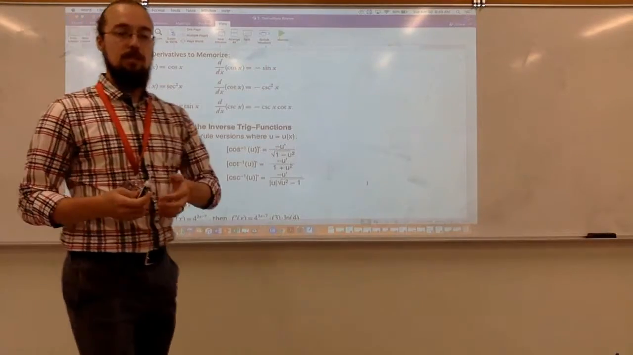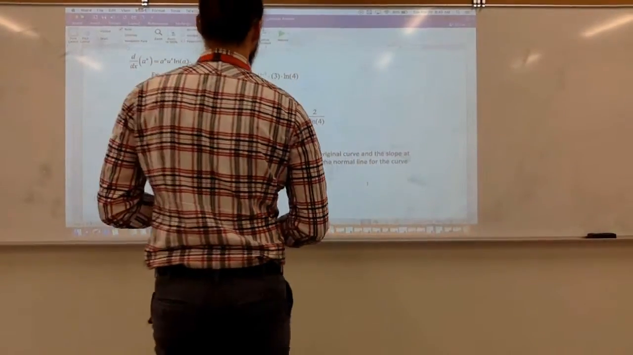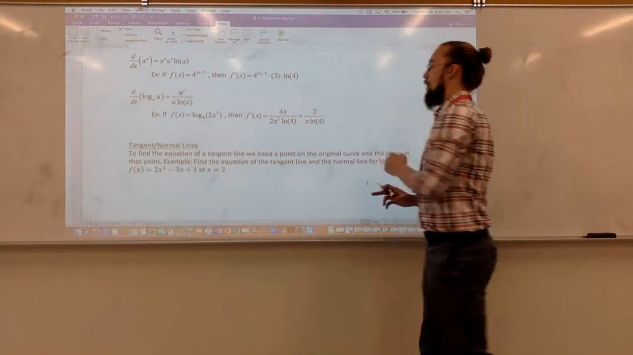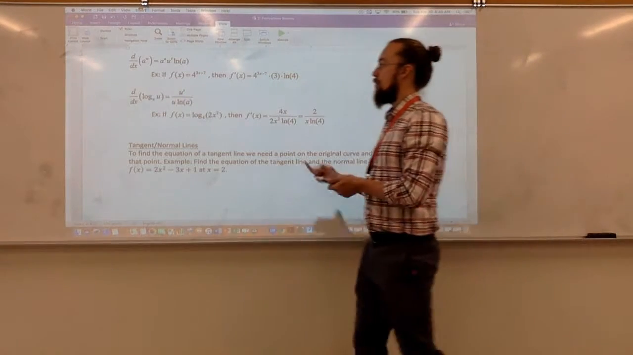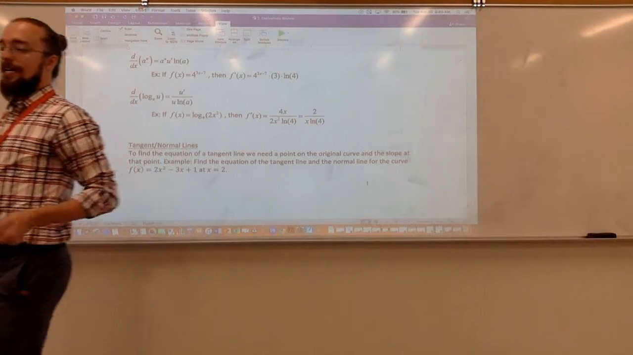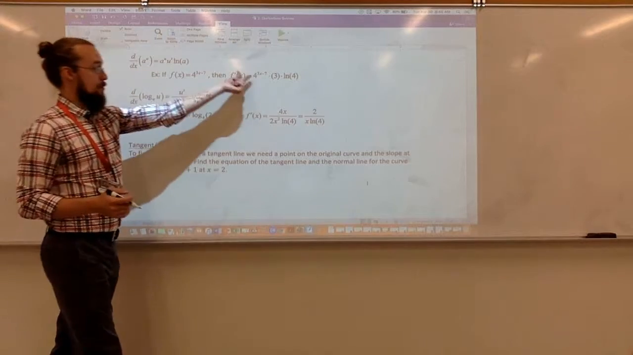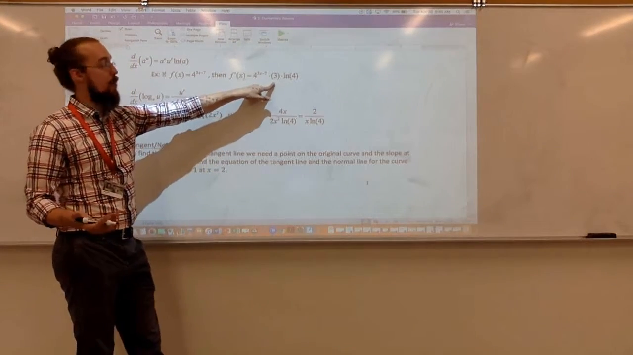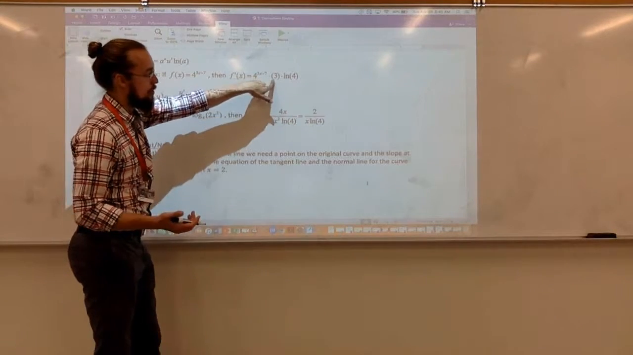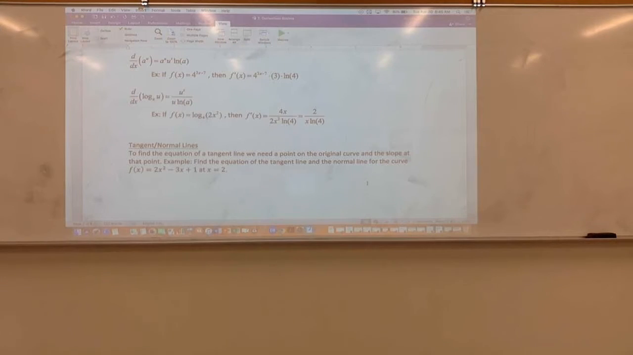Ones that we haven't really looked at yet are logs and exponentials. These are also pretty common on the AP test. So I gave a couple of simple examples here. If we have an original function 4 to the 3x minus 7 power, then the derivative is the exponential. So I just rewrite the exponential times the derivative of the exponent. So the derivative of 3x minus 7 is 3 times the natural log of the base, and the base is 4.